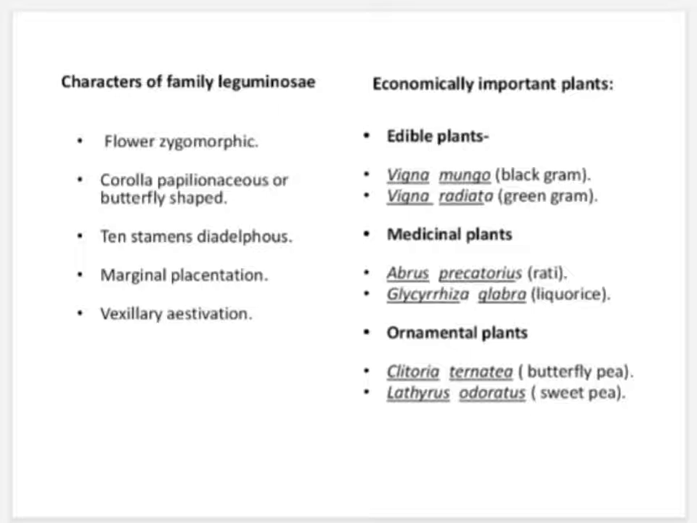Economically important plants of family Fabaceae are as follows: Vigna mungo and Vigna radiata are edible plants. Abrus precatorius, commonly known as rati, and Glycyrrhiza glabra, licorice, are medicinal plants. Clitoria ternitea and Lathyrus odoratus, commonly known as sweet pea, are ornamental plants.